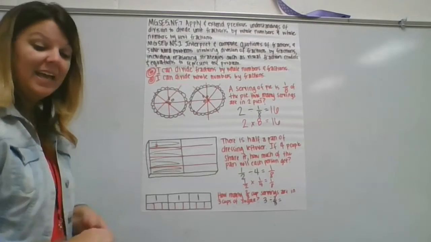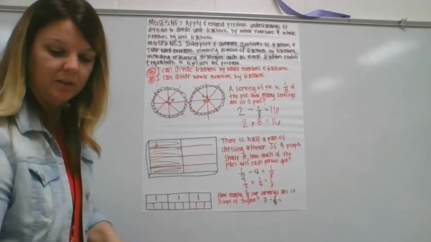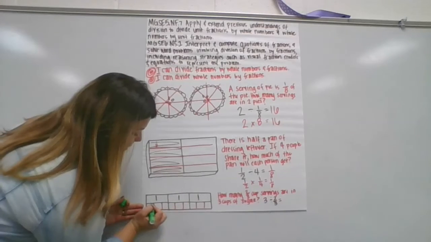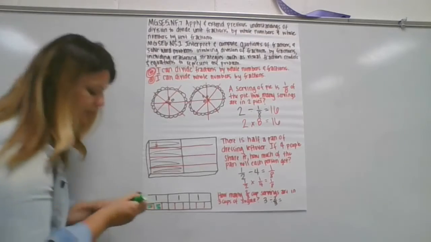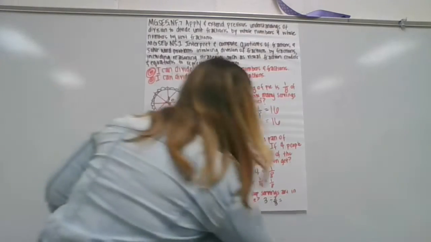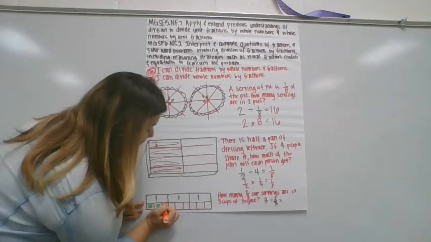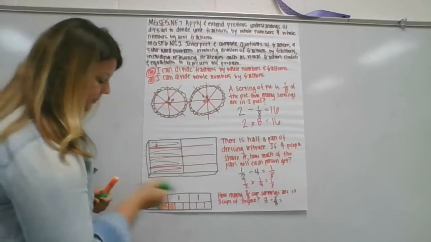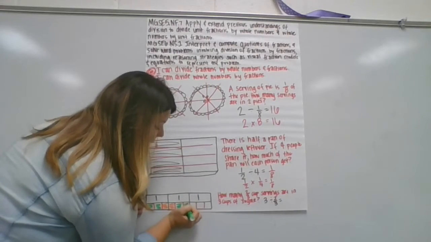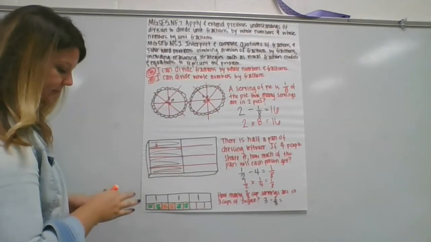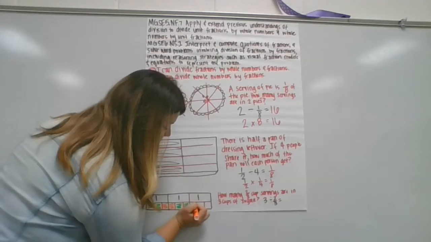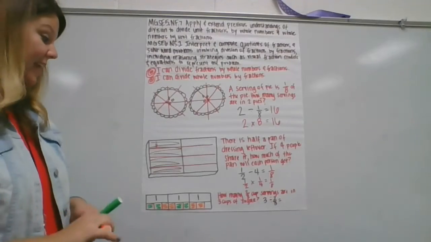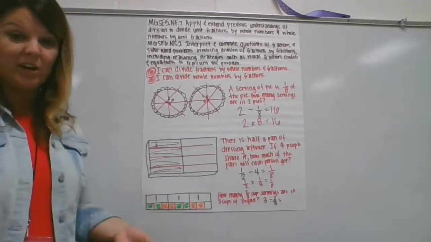So a serving is 2/3. Let me get a different color. So here's one set of 2/3. Here is another 2/3. So far I'm at 2. Now I'm at 3. Now I'm basically at 4.5, because I have half of 2/3 left over.